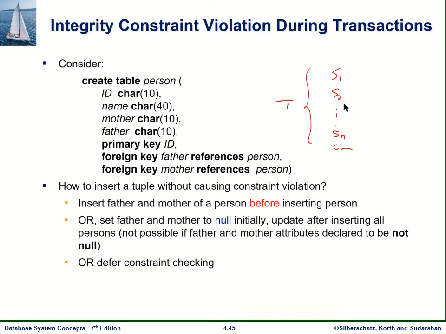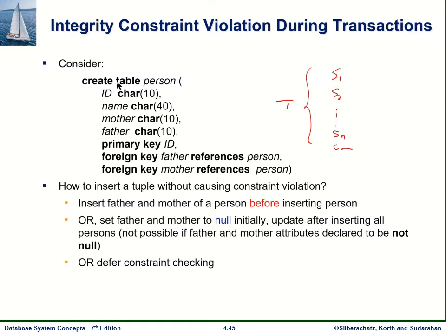That means not in the end. Once we finish, we have temporarily violated some integrity constraints, but once the transaction is finished, there is no integrity constraint violation. So how can we handle this? We have three choices.